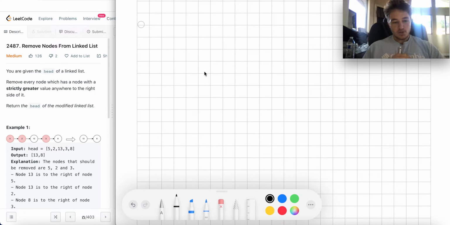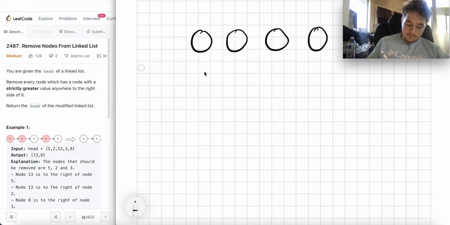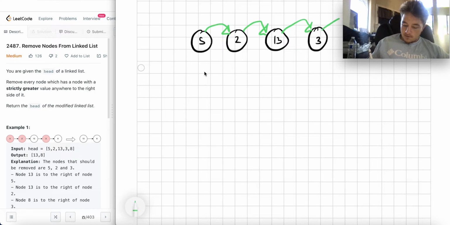Remove every node which has a node with a strictly greater value anywhere to the right side of it. Return the head of the modified linked list. So if you're given a linked list like this, where it's 5, 2, 13, 3, 8, your system has links like this when it's given.